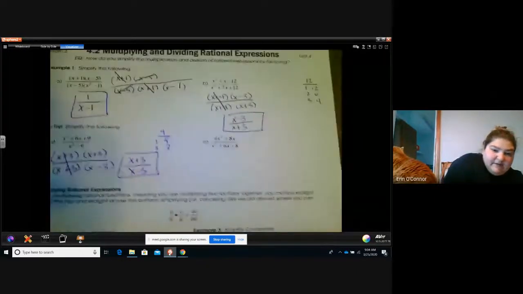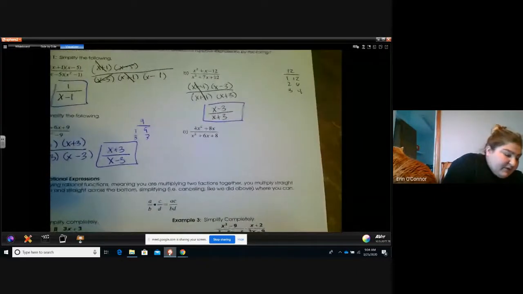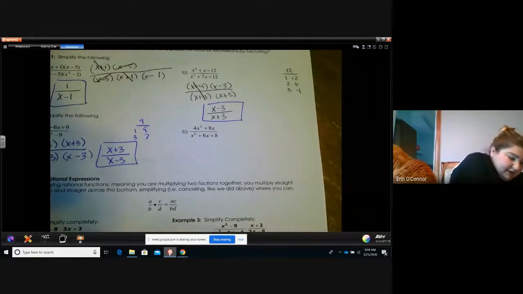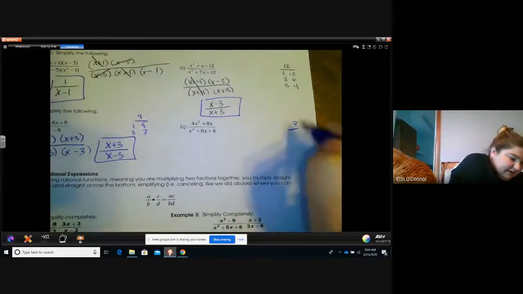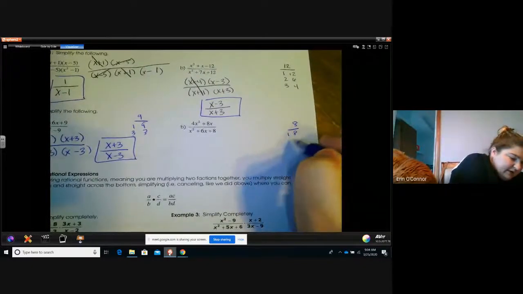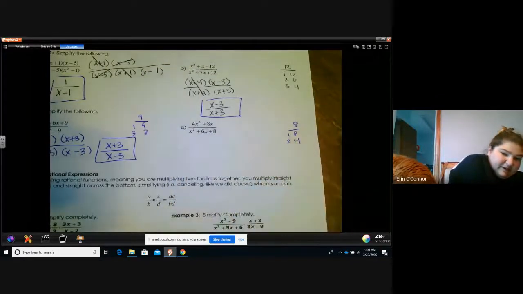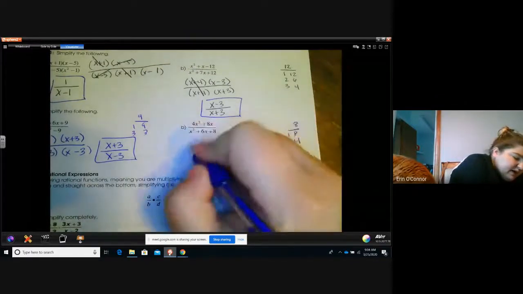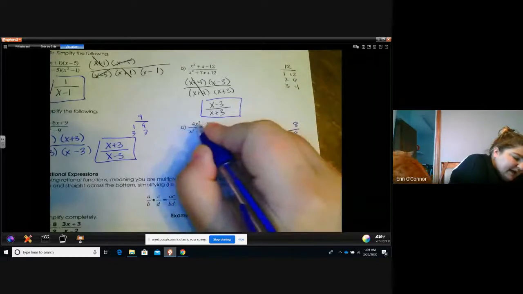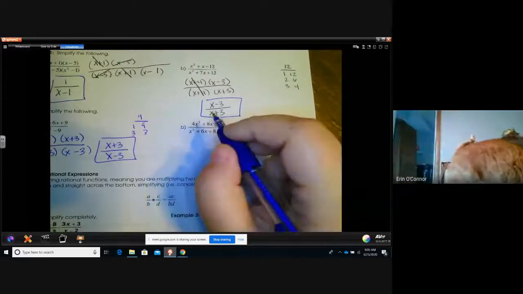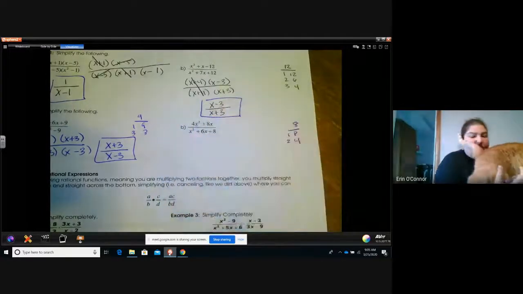Okay, for the next one, for the numerator, I need to take out the GCF. And for the denominator, I'm going to have to do some factoring. So 8 goes to 1, 8, 2, 4. They need to add to give me a positive 6. So we're going to use 2, 4, both positive. In the numerator, I'm going to take out 4x because there's a 4 in both 4 and 8. And x is in both of them.